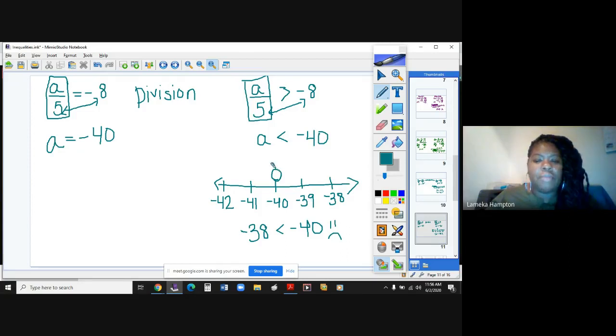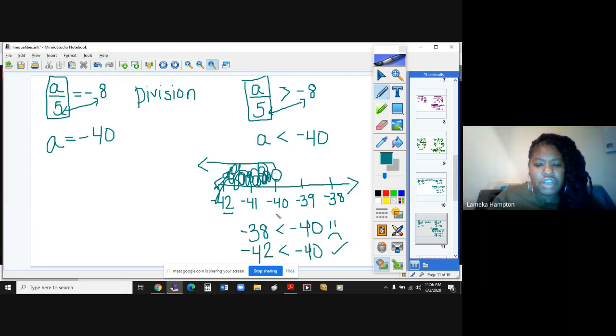So that means all my numbers to the left of negative 40 would be true. All my decimals and all that good stuff too. Again, I'll pick another number from the left so you can see it. I'll pick negative 42. Negative 42 is less than negative 40, because when I compare negative 42 to negative 40, negative 40 is closest to zero. Does that make sense?